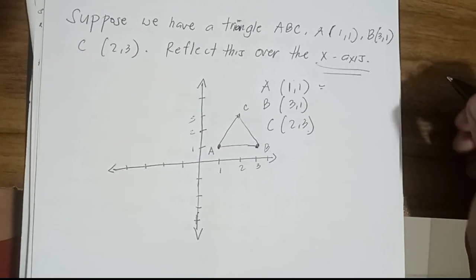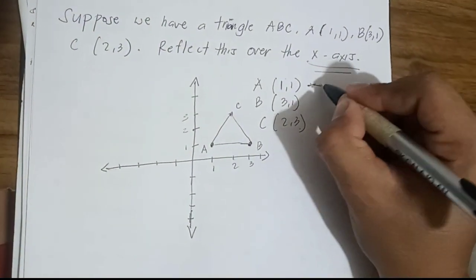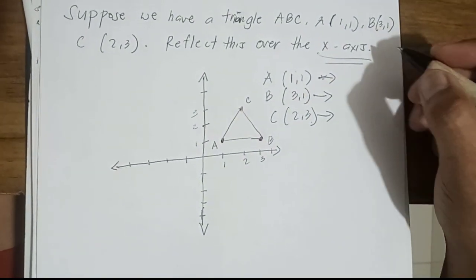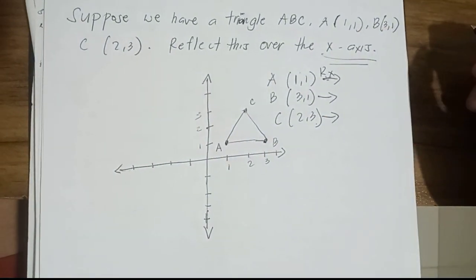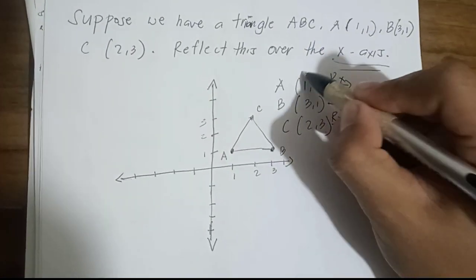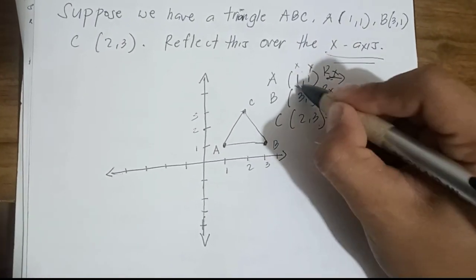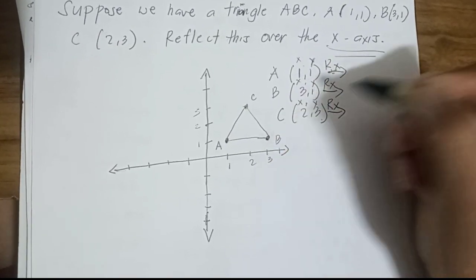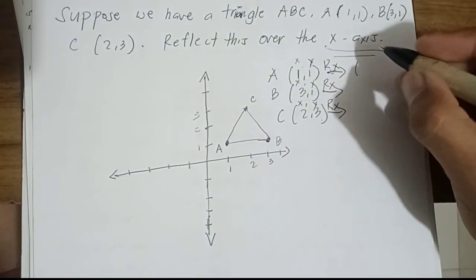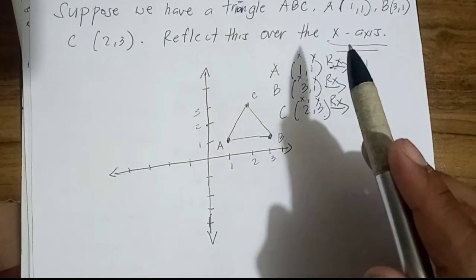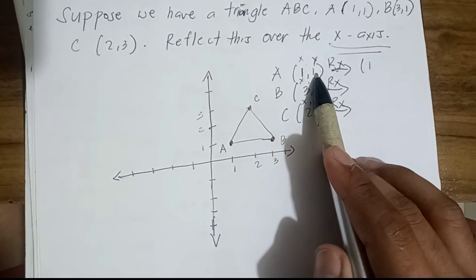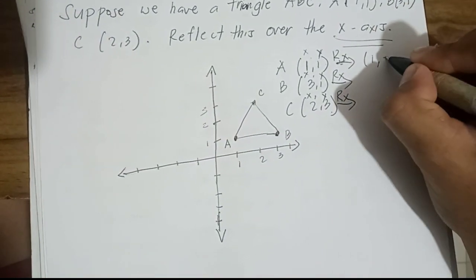Now, if you are going to reflect these points over the x-axis, the x value will stay the same, but the y value will change. So in here, this is the x value, this is the y value. The x value will stay the same, so we'll just copy the 1. And since we are reflecting over the x-axis, the y value will change. So this is going to be negative 1.